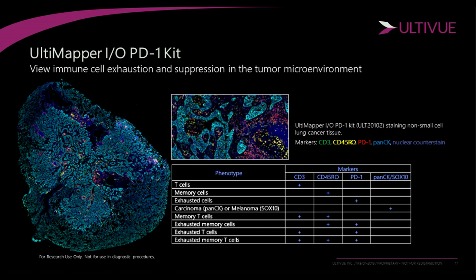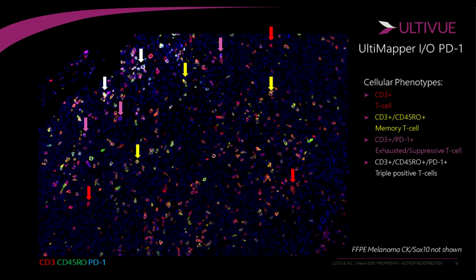To highlight that, I wanted to show this specific image. What we're looking at here is an FFPE of melanoma, stained with our PD1 kit. What we're seeing in red is CD3, in green is CD45RO, and in that blue, cyan color is PD1. We left off the cytokeratin and SOX10 in this case to keep some clarity, because it would make it more difficult to see what we're trying to highlight here.